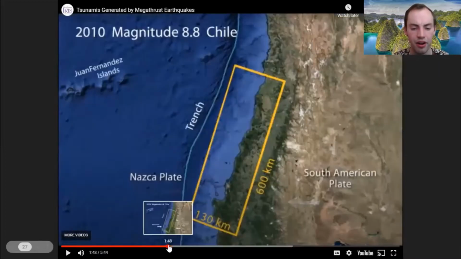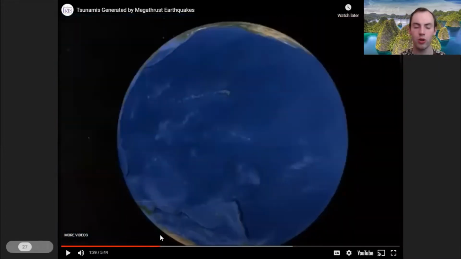We're going to look at another event here that they describe just for the sake of showing that, hey, we have different types of earthquake ruptures that can occur and still cause a tsunami.